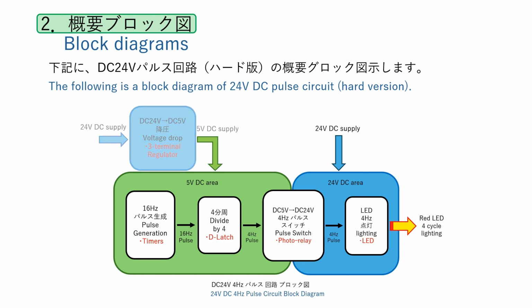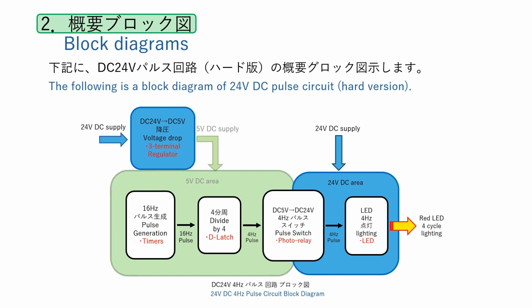It supplies 24-volt DC and drops it to 5-volt DC. The voltage drop element uses a 3-terminal regulator. Blue is the 24-volt DC area. Green is the 5-volt DC area.